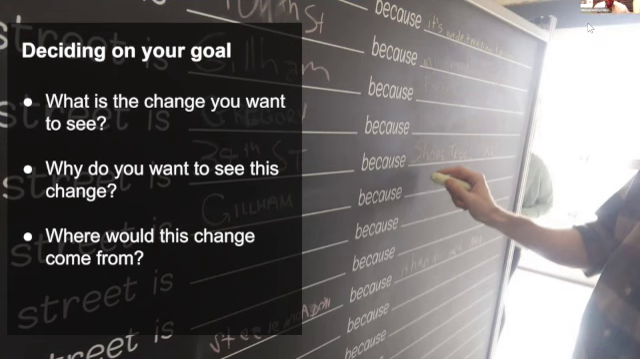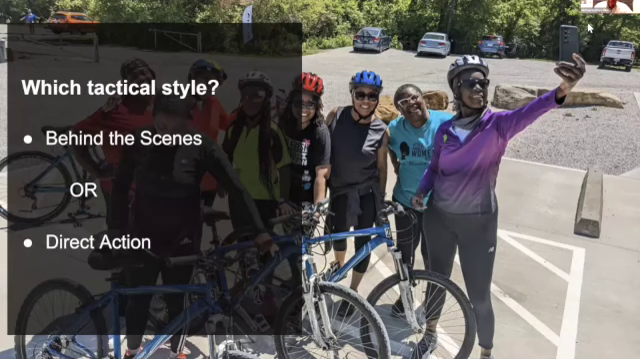Speaking of, which tactical style? It's also important to ask yourself, what kind of coalition do you want to be with regards to tactics? With regards to active transportation, many coalitions would categorize themselves and their activities as one of the following: behind the scenes, which involves working in a more low-key manner to build towards something over time, or direct action, which tends to be organizing openly and for an immediate push and change.